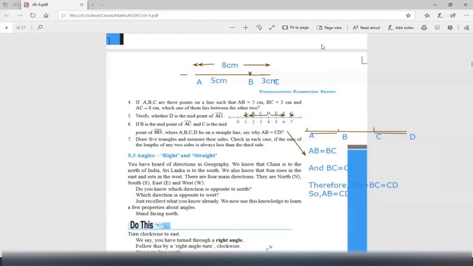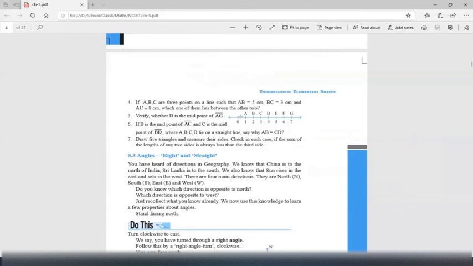Now clear it out and do the 7. What it is asking in 7. Draw 5 triangles and measure their sides. Check in each case if the sum of the lengths of any two sides is always less than the third side. Yes, it will always be. No. Shortest distance one is here. This is the shortest distance. So it will always be smaller than any other path taken to reach it. Shortest distance is the straight line joining the 2 points.